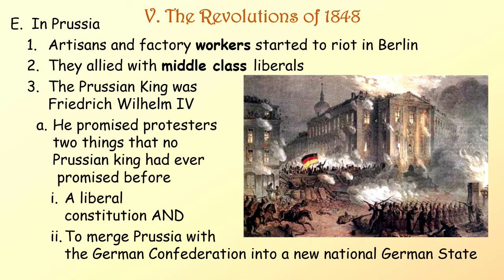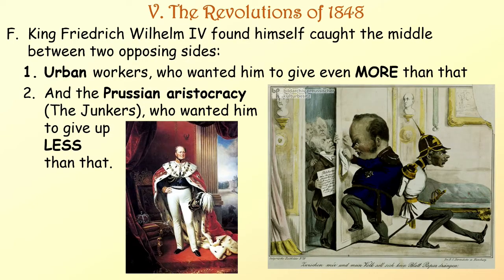Meanwhile, in Prussia, artisans and factory workers started to riot in Berlin. They allied with middle-class liberals, and the Prussian king was Friedrich Wilhelm IV, Frederick William IV, and he promised the protesters two things that no Prussian king had ever promised before. Number one, a liberal constitution, and number two, even bigger, to merge Prussia with the German Confederation into a new German state.